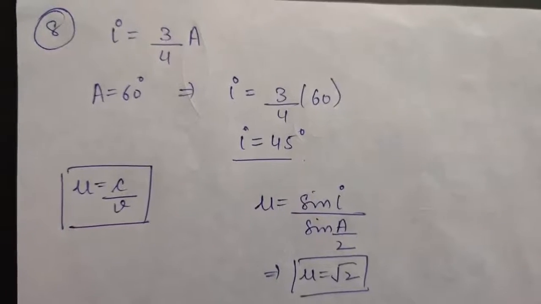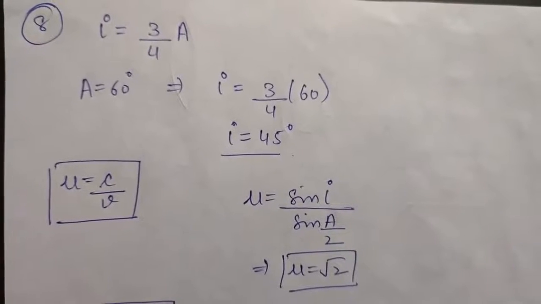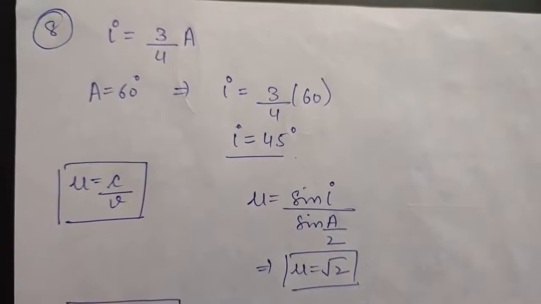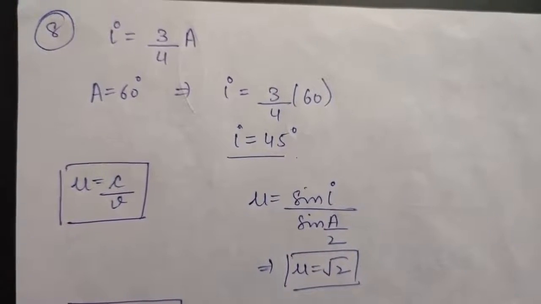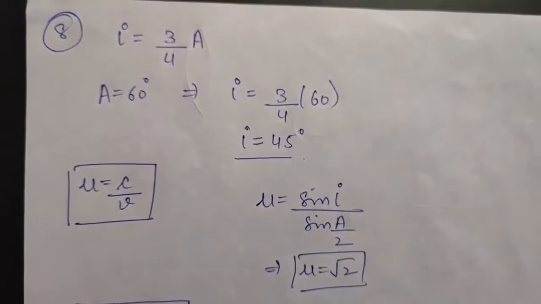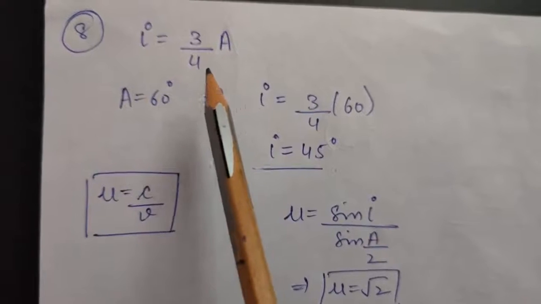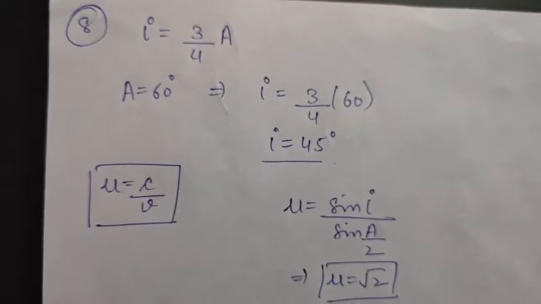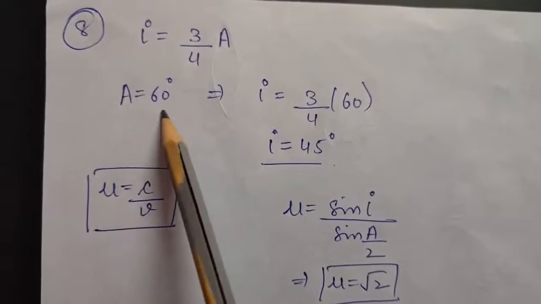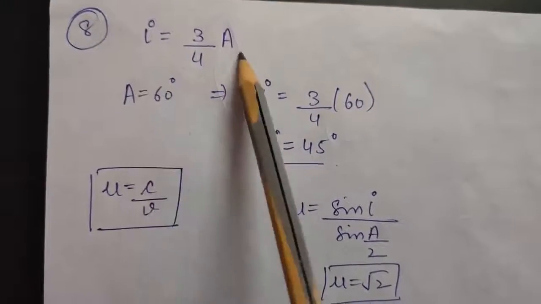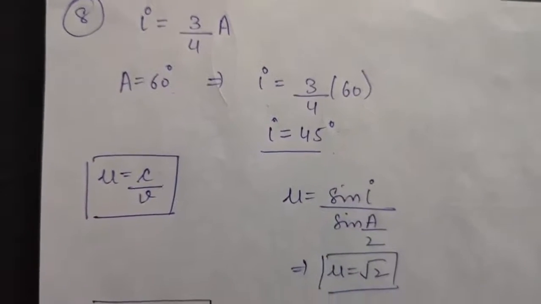Okay, so in question number 8, you are given a ray of light passing through an equilateral triangular glass prism from air and undergoing minimum deviation, whose angle of incidence is 3/4 of the angle of prism. Calculate the speed of light in the prism. Okay, so the angle of incidence is given as 3/4 of the angle of prism, and at the same time the prism is given to be equilateral. That means your angle of prism is 60 degrees. So from here, if you calculate I using this equation, I will come to be 45 degrees. Now you know I, you know A.